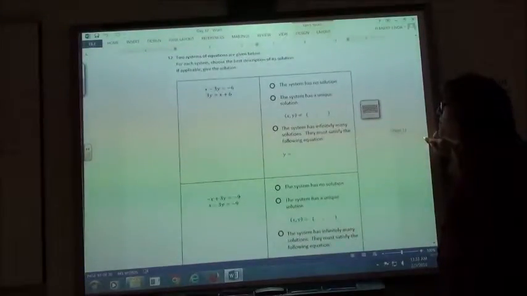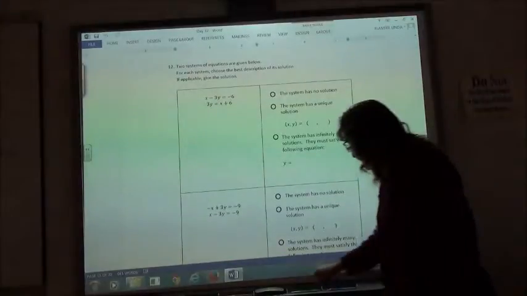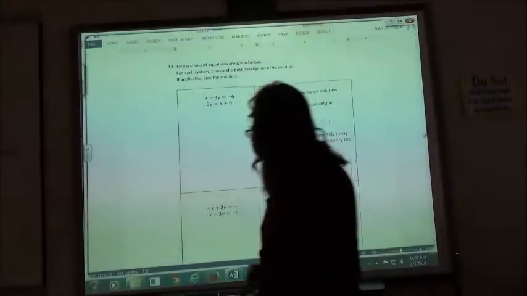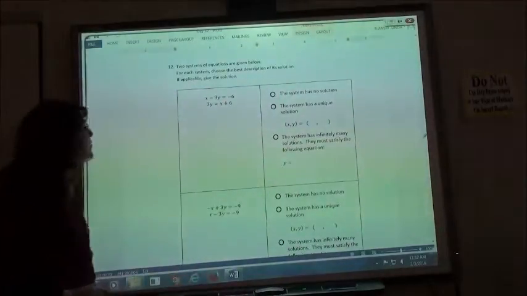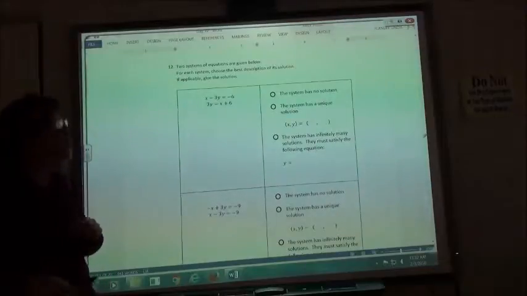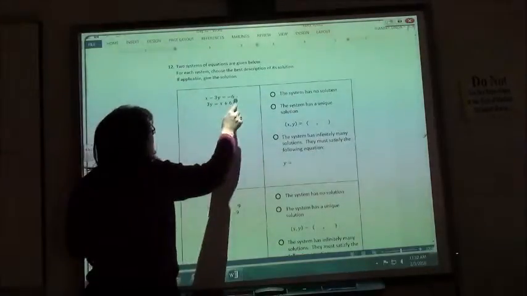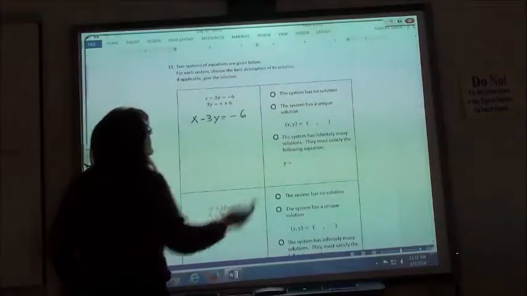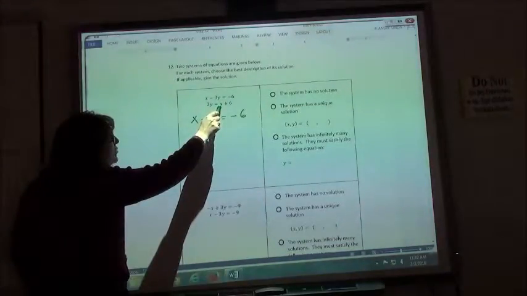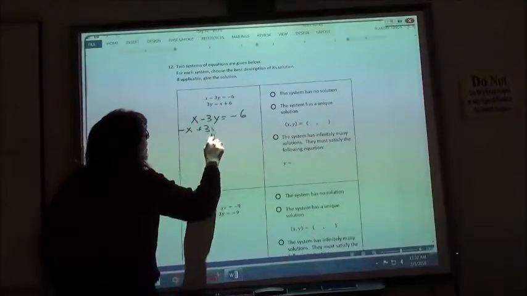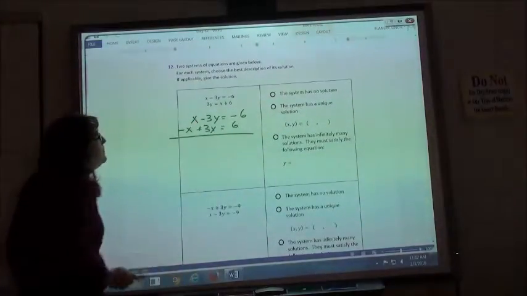All right, number 12. Again, we are trying to find the appropriate solution. This bottom equation is not in standard form, so I want to rearrange it. I'm going to leave my top equation, x minus 3y equals negative 6. For my bottom equation, I want my x term first, so it's going to be negative x plus 3y equals 6.